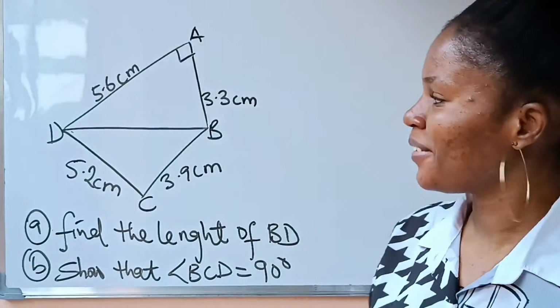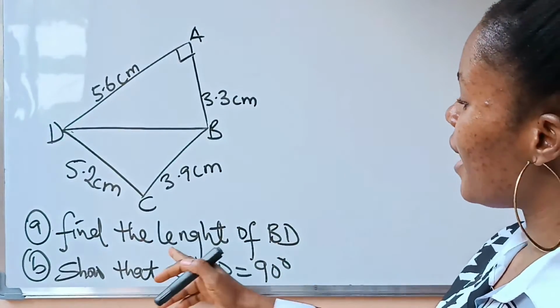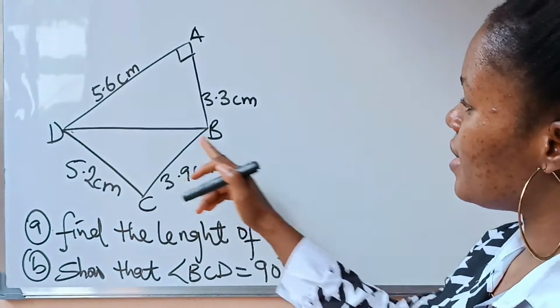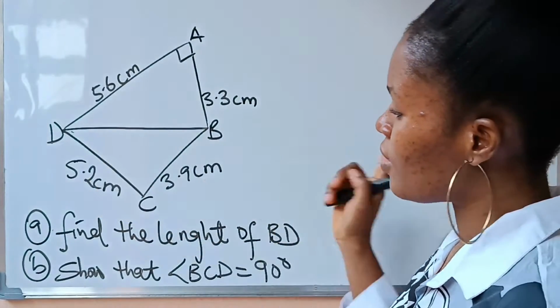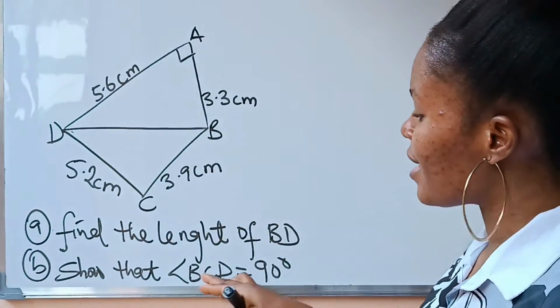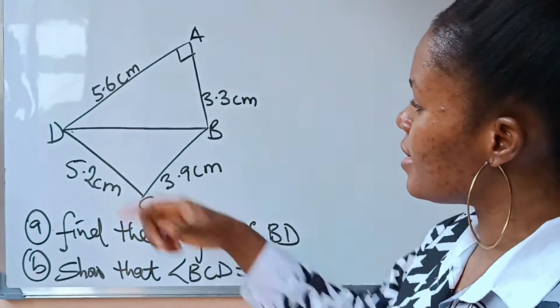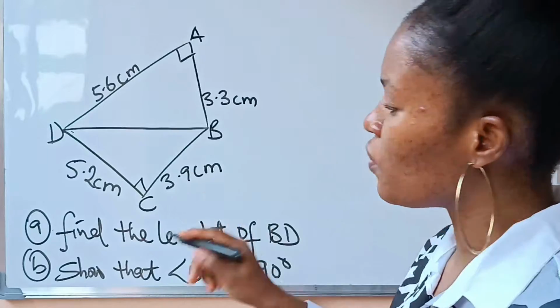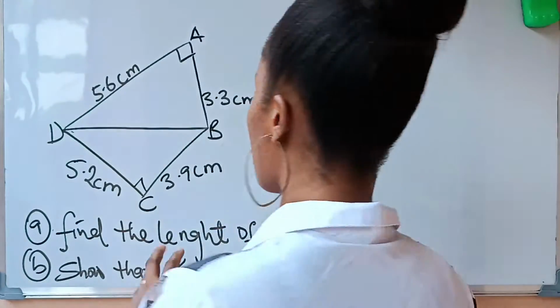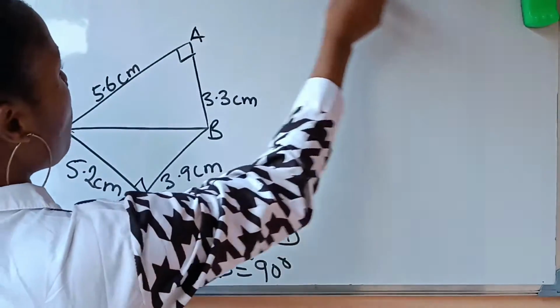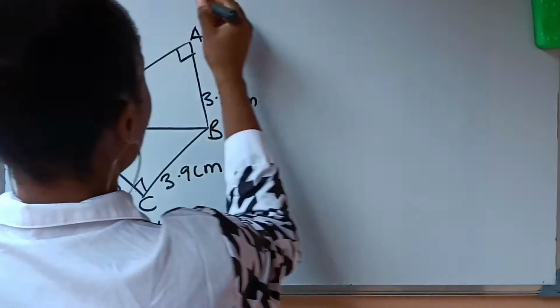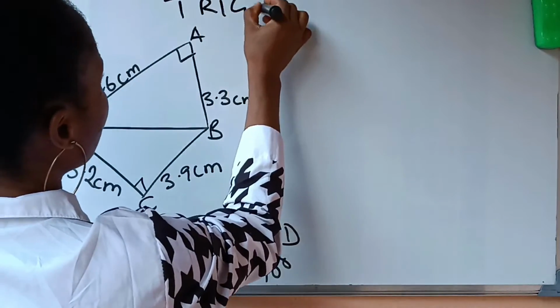Welcome to my channel. We are asked to find the length of BD, this BD here, and to show that angle BCD is equal to 90 degrees. BCD, that means this place. We are asked to prove that it's 90 degrees. Now, this is a very simple thing, and it's under the topic trigonometry.